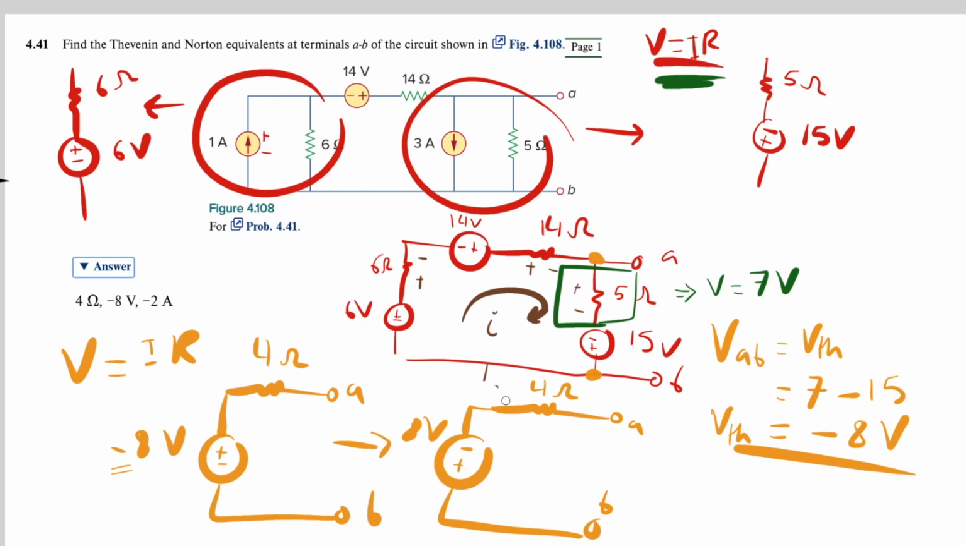What would be the Norton current if you were to do the Norton equivalent? It would be a source transformation of this one. Right? And what would be the current? I equals V over R, which is minus 8 over 4, so minus 2 amperes.